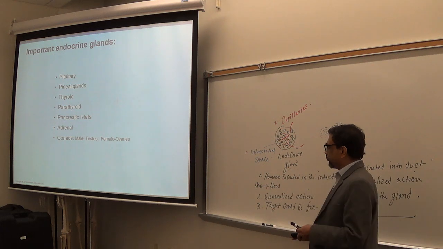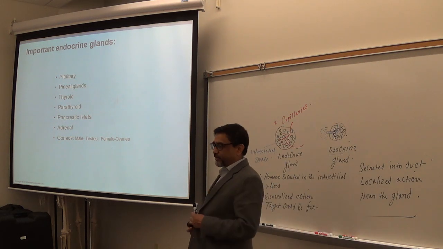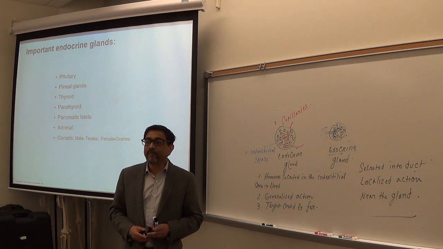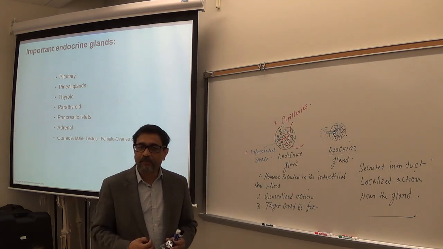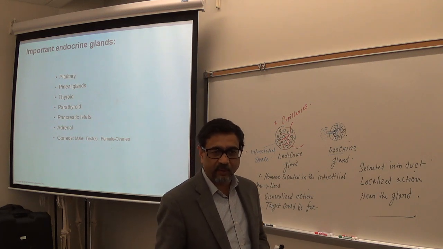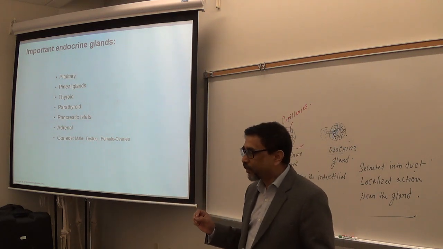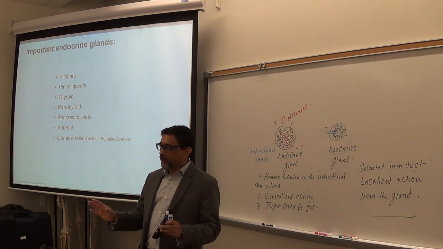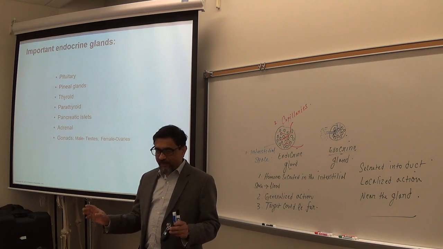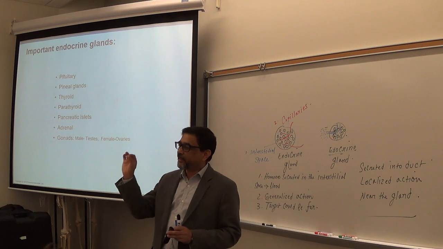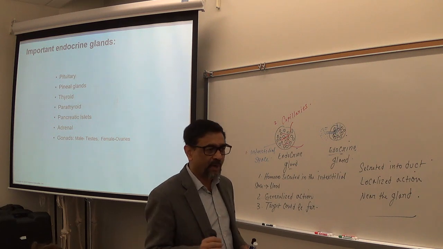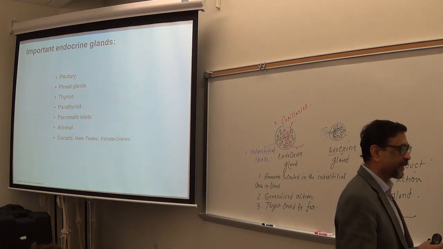Then, pancreas. Remember, pancreas is a mixed type gland. It is not purely endocrine, not purely exocrine, because it has both endocrine part and what? Exocrine part, right? Since we are talking about the endocrine system, the endocrine part of the pancreas is called pancreatic islets. The endocrine part is called the pancreatic islets.